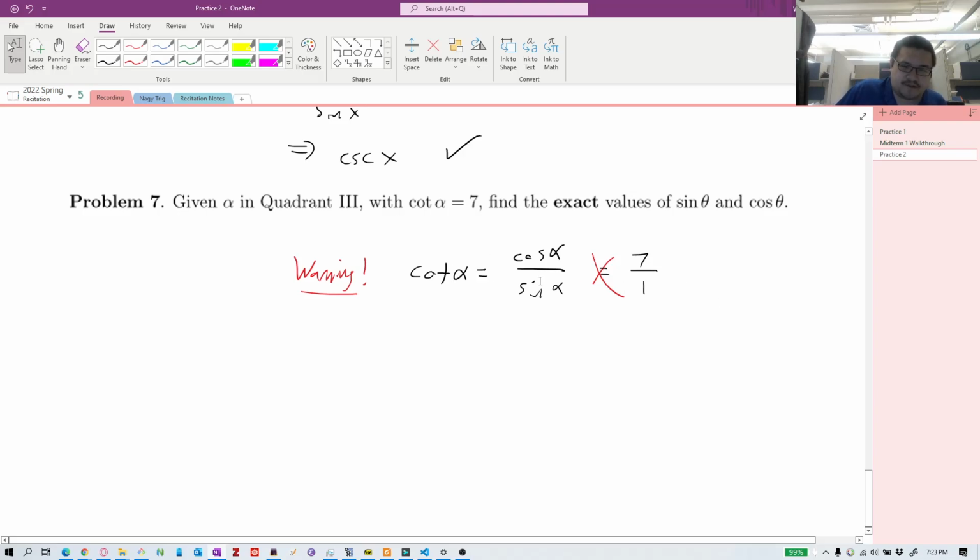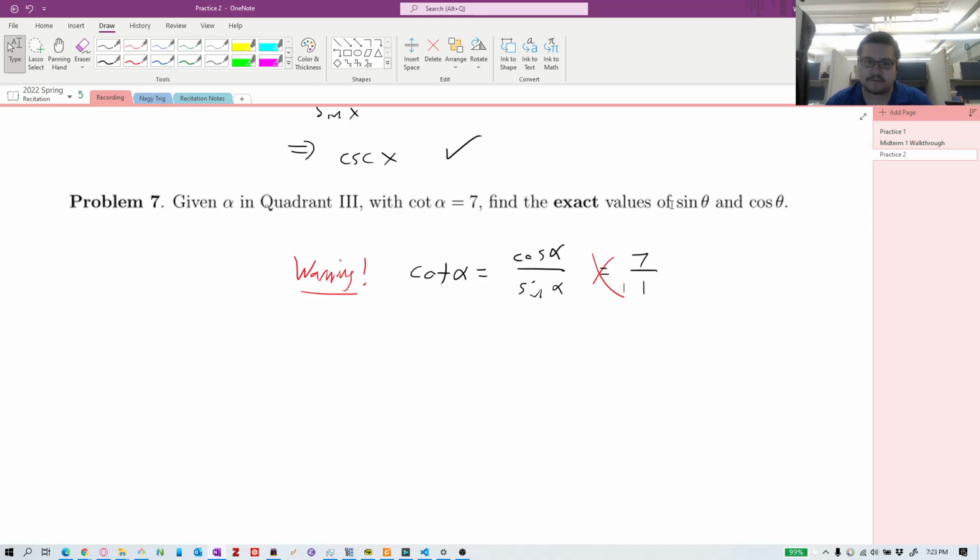Right? I mean, the identity is true, but you're not going to be able to pair things up and get cosine alpha equals 7. That's complete nonsense because sine and cosine are always bounded between -1 and 1. So that gives you nonsense. Instead, let's see. The right way to do it.